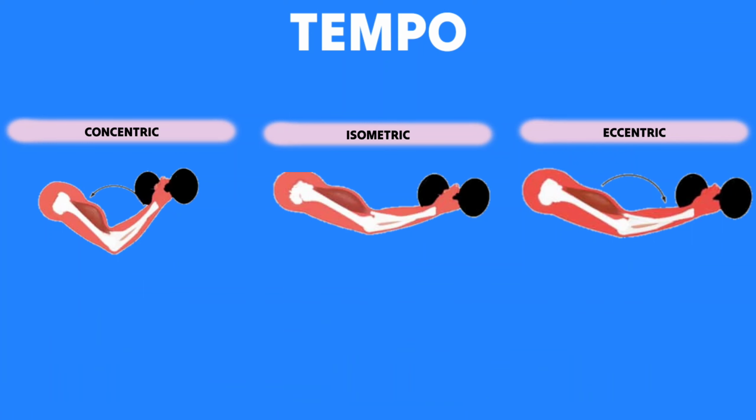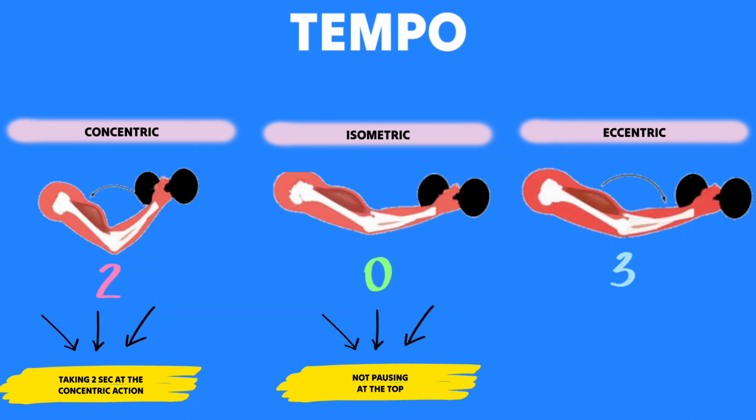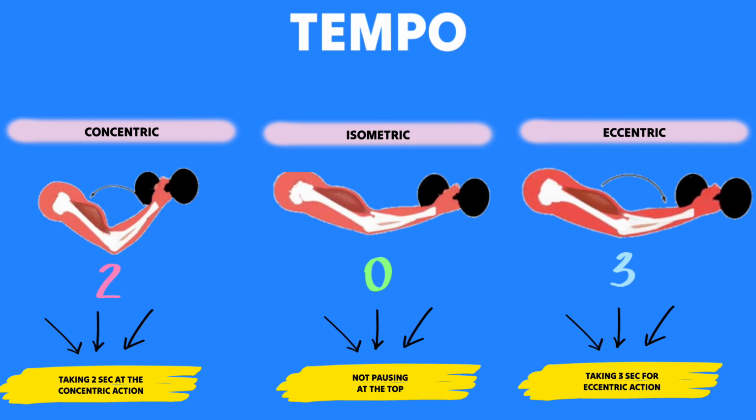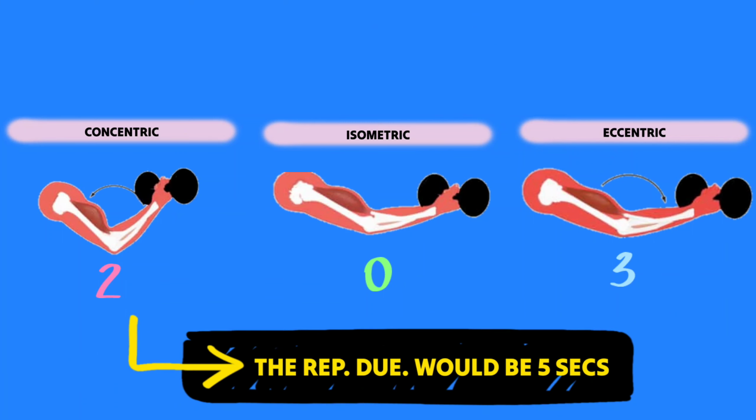For example, a tempo of 203 would indicate a repetition taking 2 seconds on the concentric action, not pausing at the top, and then taking 3 seconds to perform the eccentric action. The repetition duration would be 5 seconds.